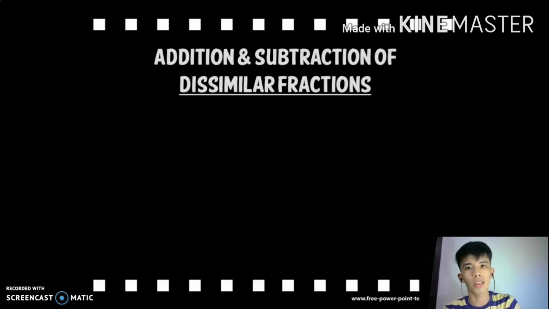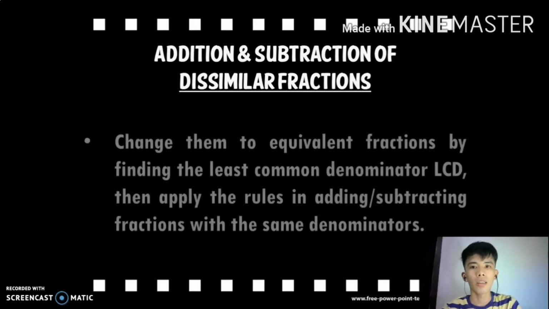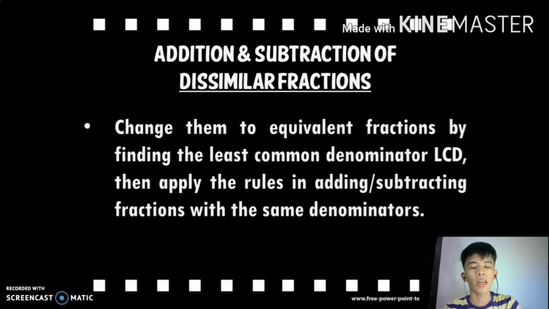How about naman kapag hindi similar yung ating fraction? Yan yung tinatawag nating dissimilar fractions. Ito naman ay parang review nyo na lamang kasi ito ay natutunan nyo na nung kayo ay elementary. Pero, para ma-recall natin, aralin ulit natin. Okay? Change them to equivalent fractions by finding the least common denominator or the LCD. Then, we have to apply the rules in adding or subtracting fractions with the same denominator. So, kapag dissimilar, gagawin muna natin siyang similar fraction.